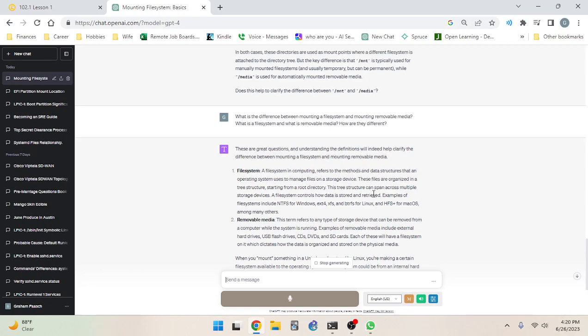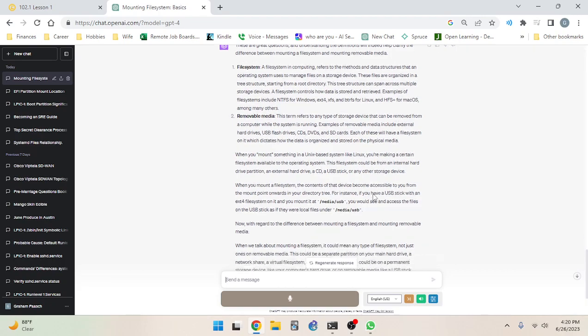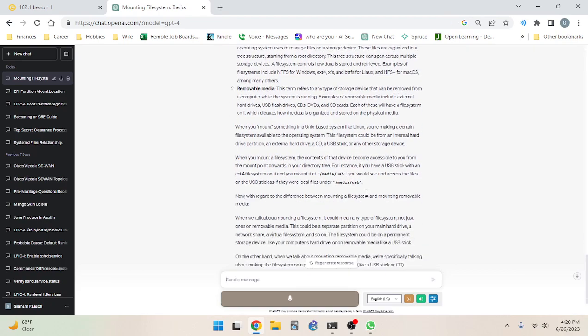Examples of file systems include NTFS for Windows, ext4, XFS, and Btrfs for Linux, and HFS Plus for macOS, among many others. Removable media. This term refers to any type of storage device that can be removed from a computer while the system is running. Examples of removable media include external hard drives, USB flash drives, CDs, DVDs, and SD cards. Each of these will have a file system on it which dictates how the data is organized and stored on the physical media. When you mount something in a Unix-based system like Linux, you're making a certain file system available to the operating system. This file system could be from an internal hard drive partition, an external hard drive, a CD, a USB stick, or any other storage device.